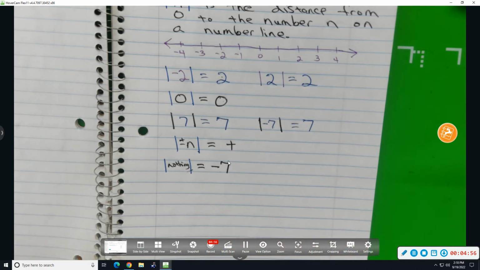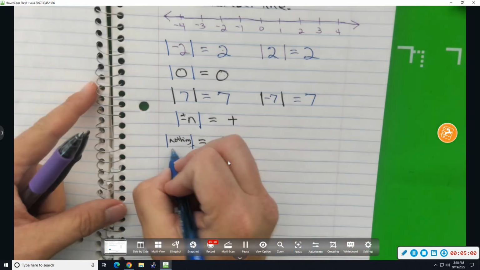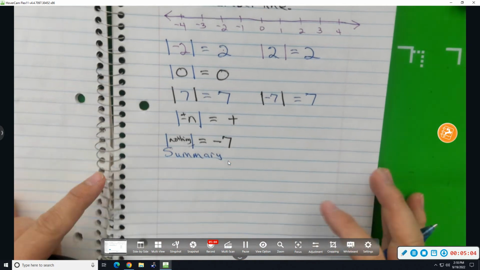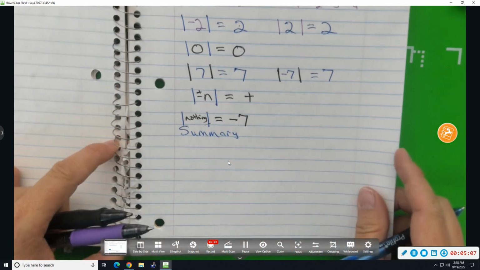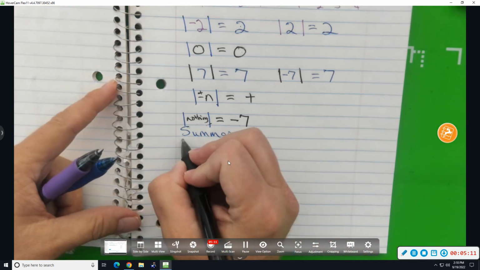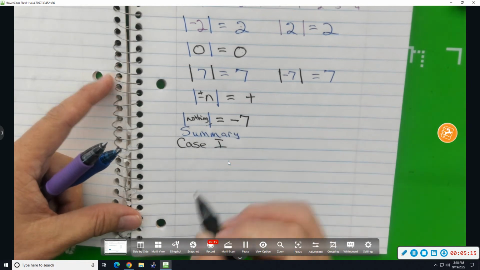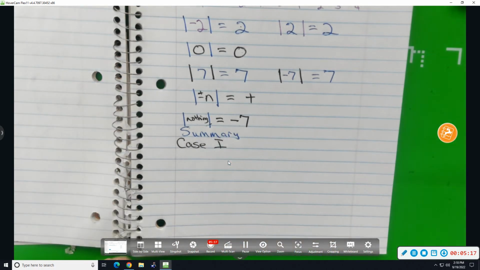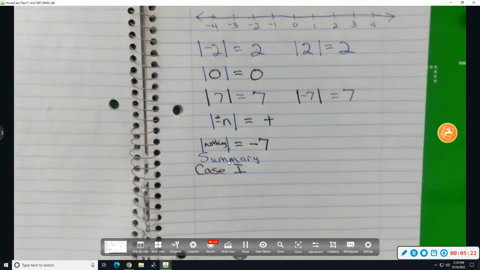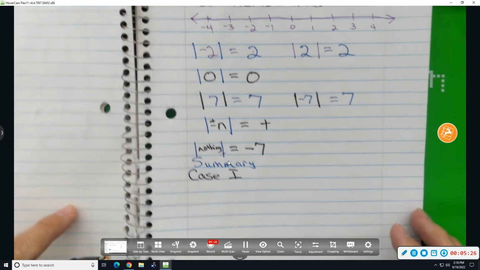Let's summarize what we've seen so far, okay? A summary. I think I'm going to use Roman numerals. Here's case 1.